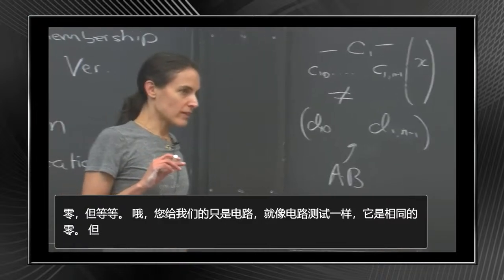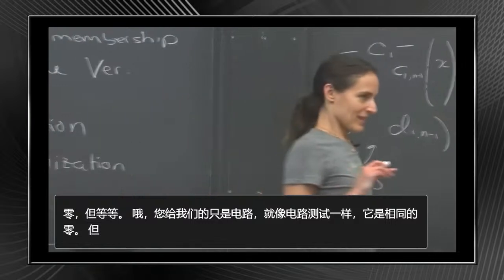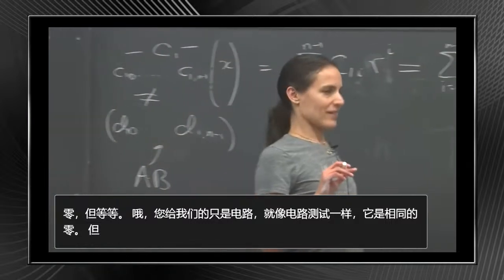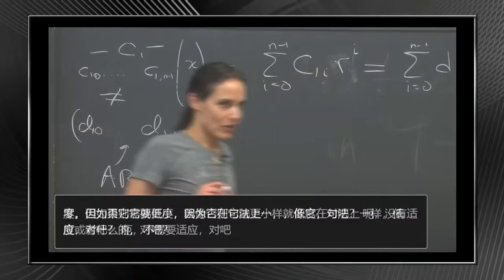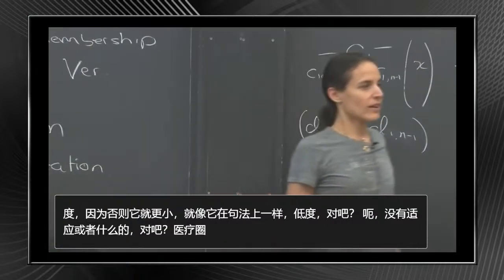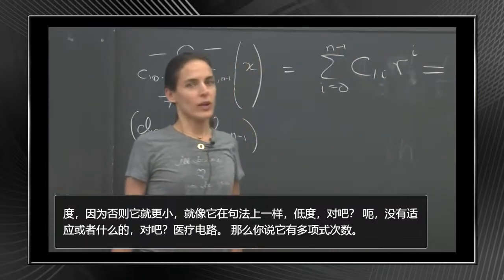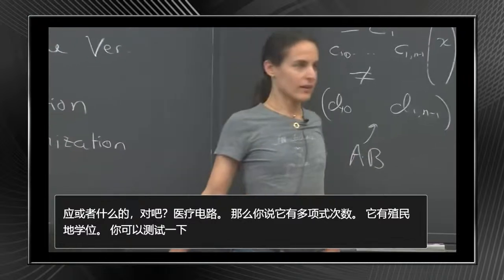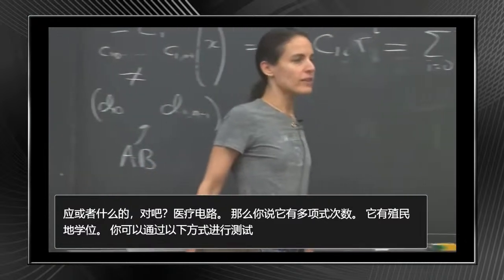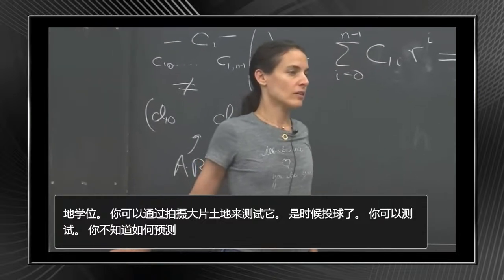But it needs to be low degree, because otherwise... Right. So somehow it's syntactically low degree, right? Low depth or something, right? Low depth arithmetic circuit, like log depth arithmetic circuit. Then you're saying it has polynomial degree. It has polynomial degree. You can test it by taking a large field, an extension field. You can test. You don't know how to predict if it's yes, good. We don't know how to de-randomize it.